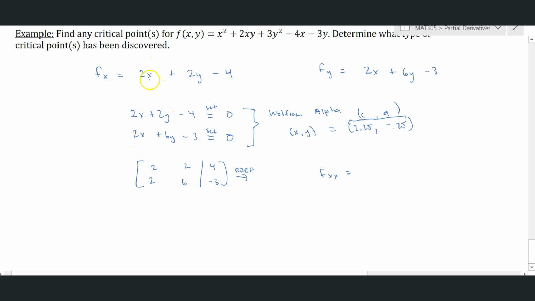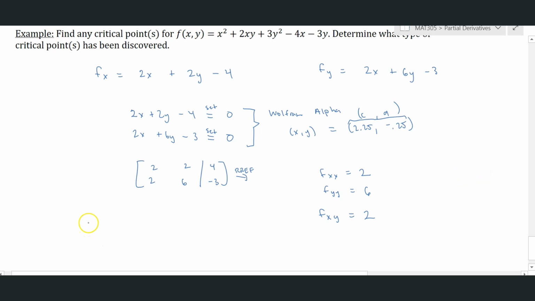So take the derivative of this with respect to x. That's pretty straightforward. It's going to be 2. The derivative of 2y minus 4 is 0. f sub yy will be 0 plus 6 minus 0. And then let's compute fxy, which is the derivative of 2x plus 2y minus 4 with respect to y. Or you could take the derivative of 2x plus 6y minus 3 with respect to x. You get the same thing, and this is going to come out to be 2. So the second derivatives are 2, 6, and 2.